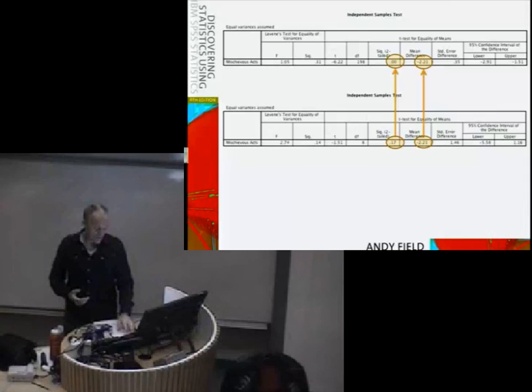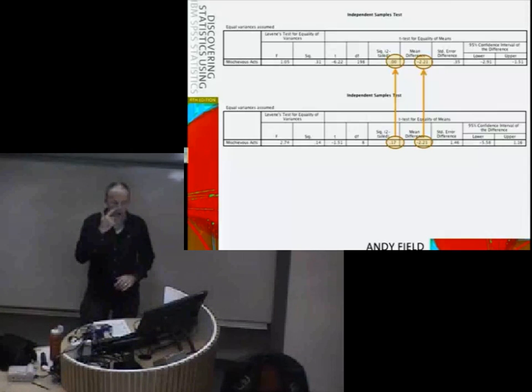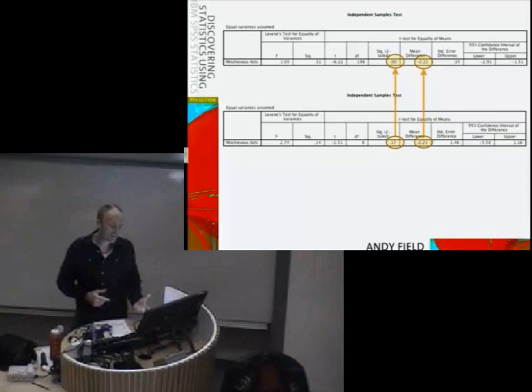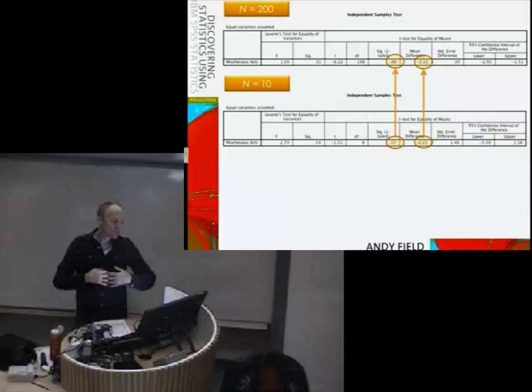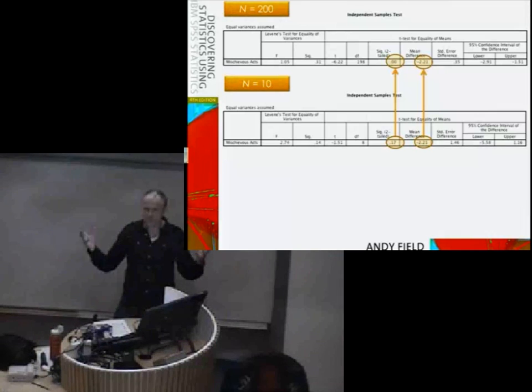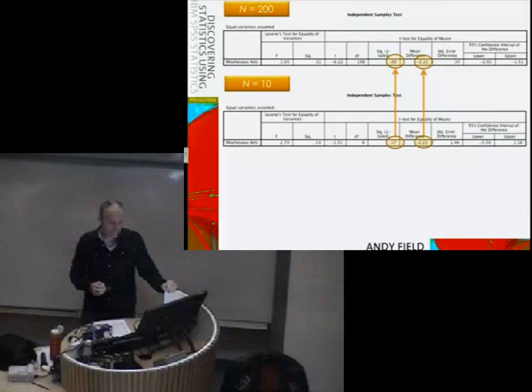The answer is that significance is entirely dependent on sample size. So the top example is based on a sample of 200, but the bottom example is based on a sample of 10. As your sample gets bigger, you have what's known as more power to detect differences between groups. So the differences between groups are more easily detected. But you can take this to a ridiculous extreme.